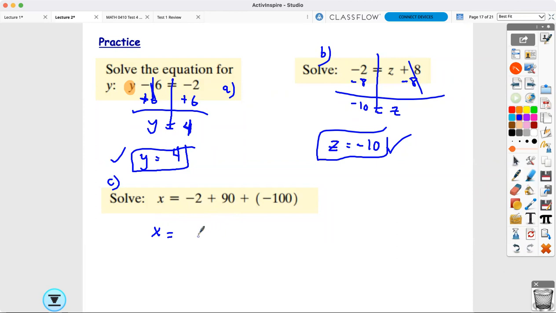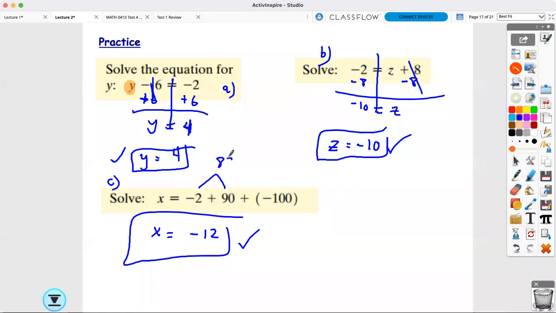-12. If you got X equals -12, good job, class. Because -2 plus 90, we combine those two, that gives you a +88. But we still have to have the -100, right? We spend $100. So we have 88, which wasn't enough to cover it all, which gives us -12.